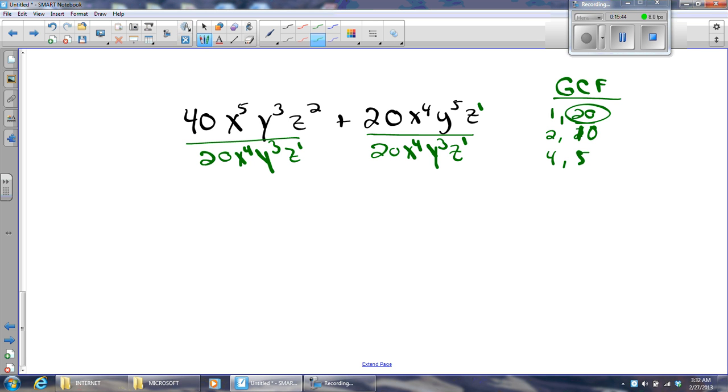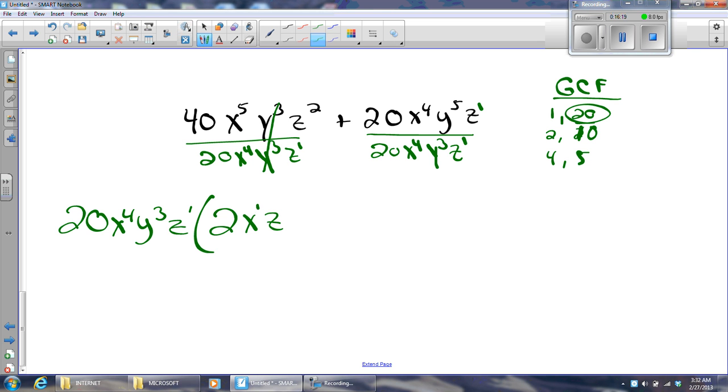It's so simple. Just like when we were multiplying, we multiplied our coefficients, we multiply our x's, we multiply our y's, we multiply our z's. If you try to do it all at once, it's intimidating. If you do it as 4 separate problems, it's really pretty easy. It just takes a little while because there's 4 of them. All right, so I'm going to write my GCF out front. And then I divide. 40 divided by 20 is 2. X to the fifth divided by x to the fourth is x. The y cubes actually cancel. Z squared divided by z is z.